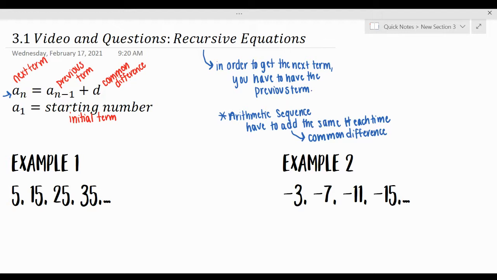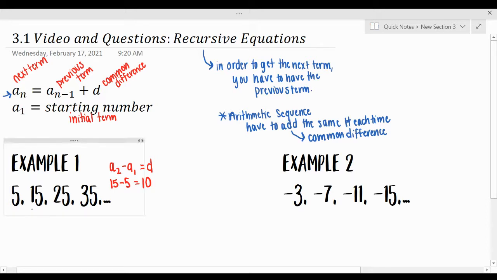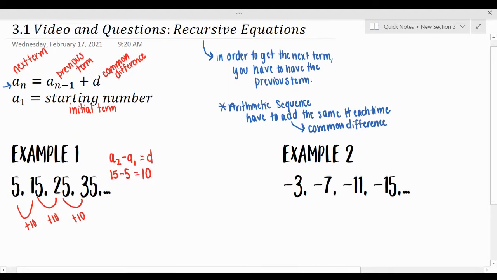The first example is 5, 15, 25, 35, ... means it goes on forever. A quick way to determine if it is arithmetic is to do term 2 minus term 1, and that will give you your d value. So in this case, 15 minus 5 gives me 10. Now you need to make sure that it works for every single piece. So from here to here, I added 10. Here to here, I added 10. Here to here, I added 10. So as long as all of those are the same, then you're ready to write your statement.